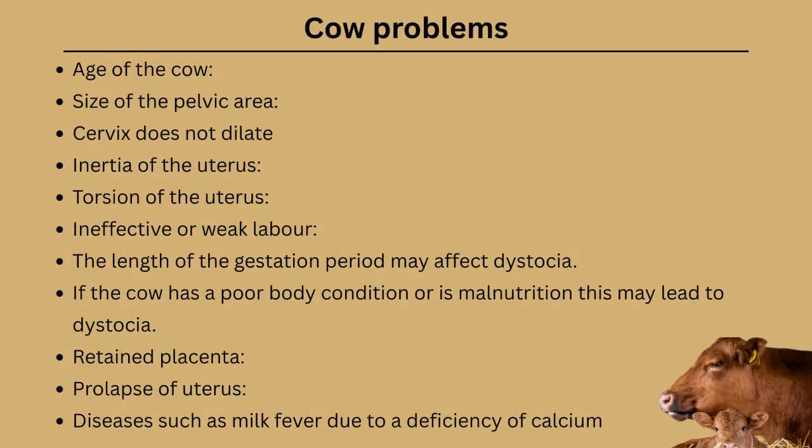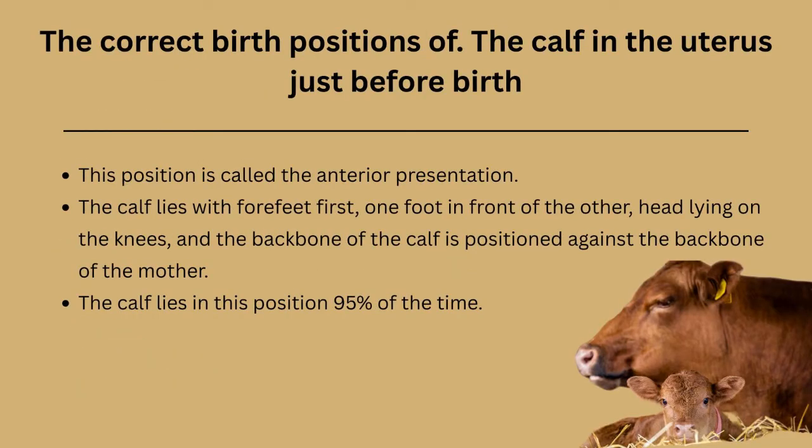The correct birth position of the calf in the uterus just before birth. This position is called the anterior presentation. The calf lies with its front feet first, one foot in front of the other, head lying on the knees, and the backbone of the calf is positioned against the backbone of the mother. The calf lies in this position 95% of the time.